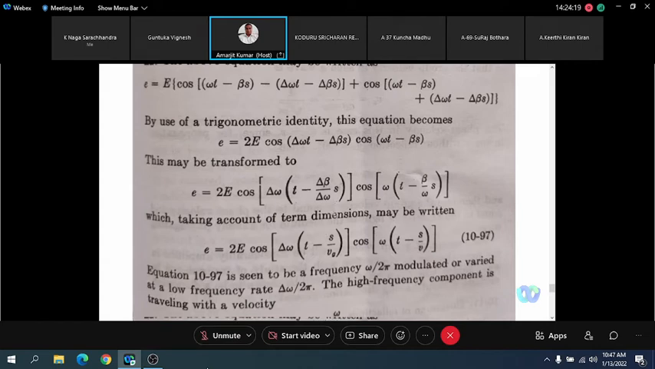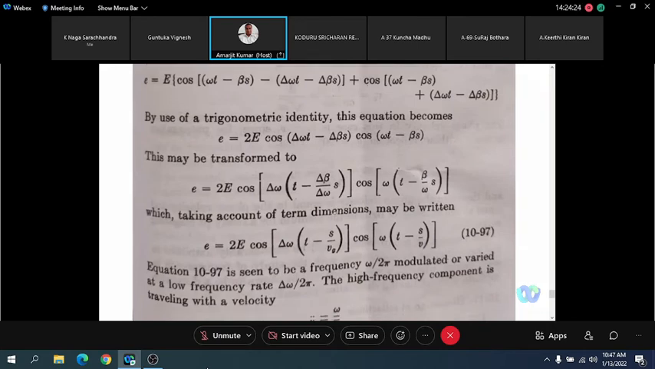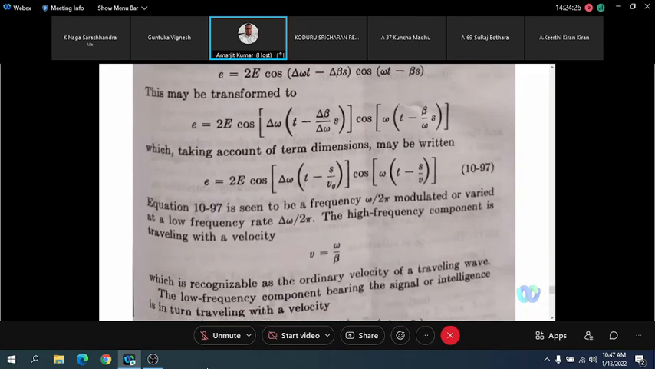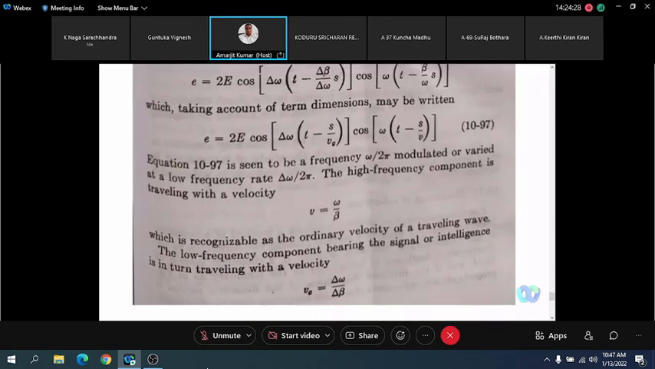And see how it is done actually. How it is calculated for two groups of frequencies. Okay. So t minus s upon vg. So here this omega upon 2 pi, or you can say frequency f, is modulated at rate delta f, which is equal to delta omega upon 2 pi.